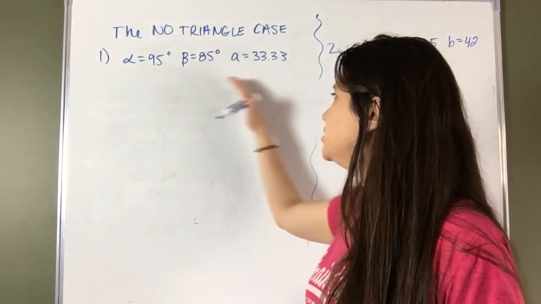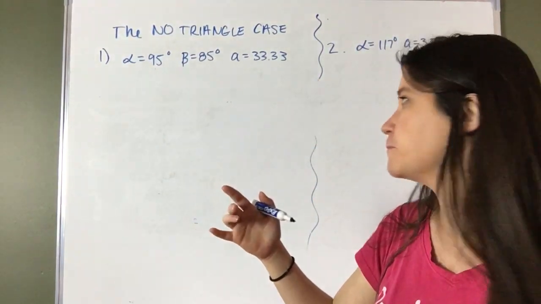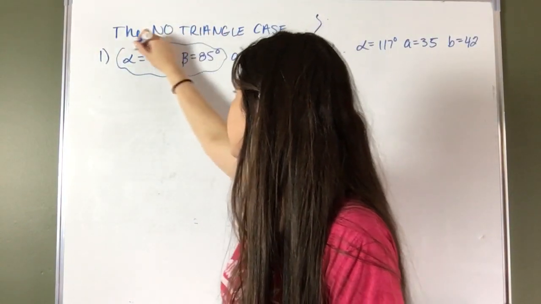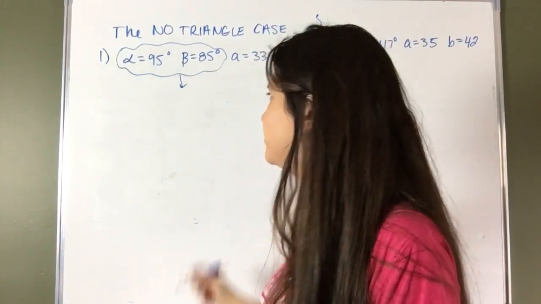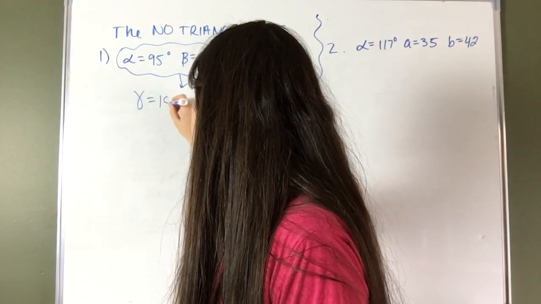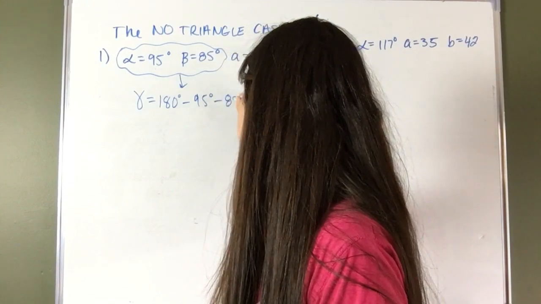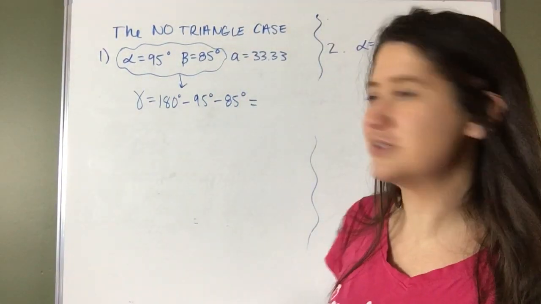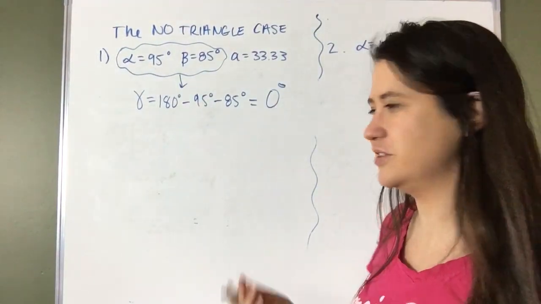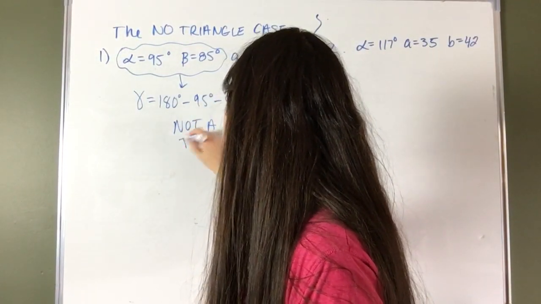Look at this. If you're paying attention, you can look at it and see right away why it does not form a triangle. Focus on your two given angles. If you're given two angles, it's always easy to find the third angle. The third angle is supposed to be 180 degrees minus the other two angles. But what do you get if you subtract those? You get 0 degrees. You can't have 0 degrees as one of the angles in a triangle. That's not going to form a triangle, so this is not a triangle.